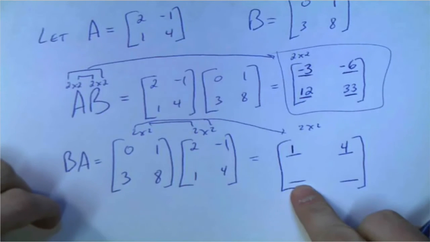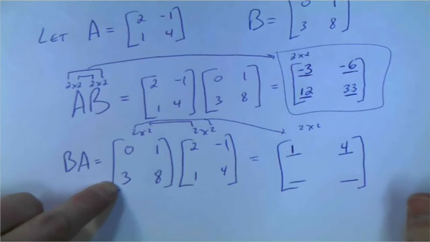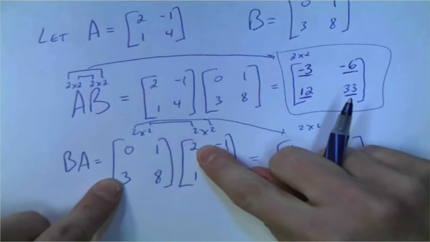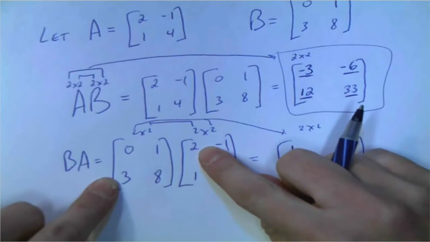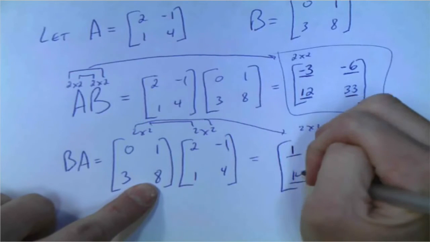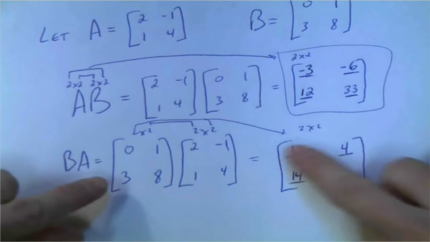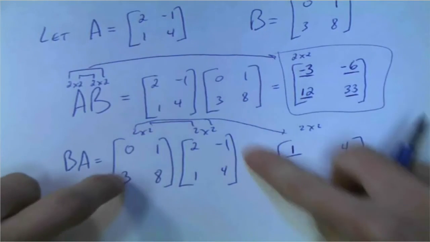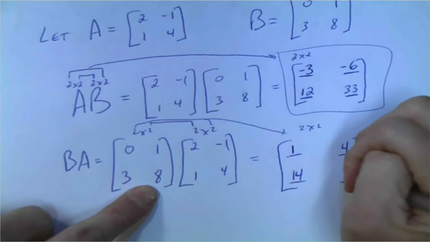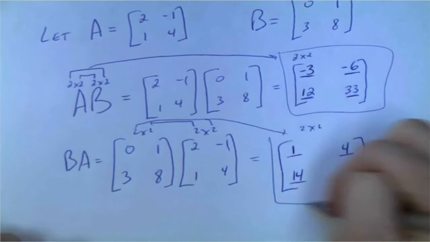Then to get this entry right here, you're in the second row. So at the beginning of row 2, put your left finger, and you're at your first column. So put your fingers in place and go. 3 times 2 is 6, plus 8 times 1 is 8. So 6 plus 8 is 14. And then the last number, what do you get? Fingers in place, you get row 2, column 2. So negative 3 plus 32, which would be 29. And that would be B times A.